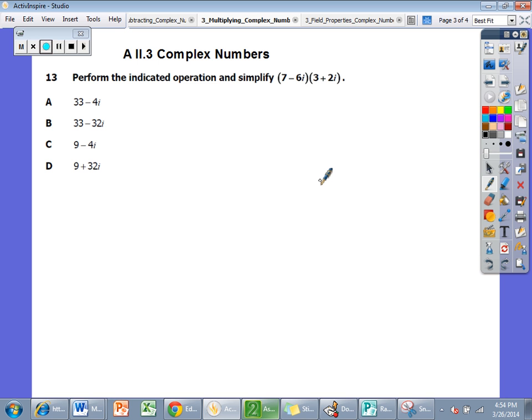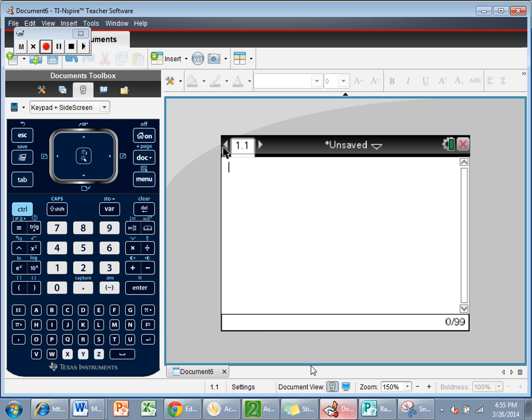Another example of a multiplication problem involving imaginary numbers is something like this. Perform the indicated operation and simplify. And this is something that, yes, you could do by hand and you could do in your head, but this is also something that you can rely on your calculator for. So I'm going to go ahead and show how to do this on the Inspire, where the i button is.